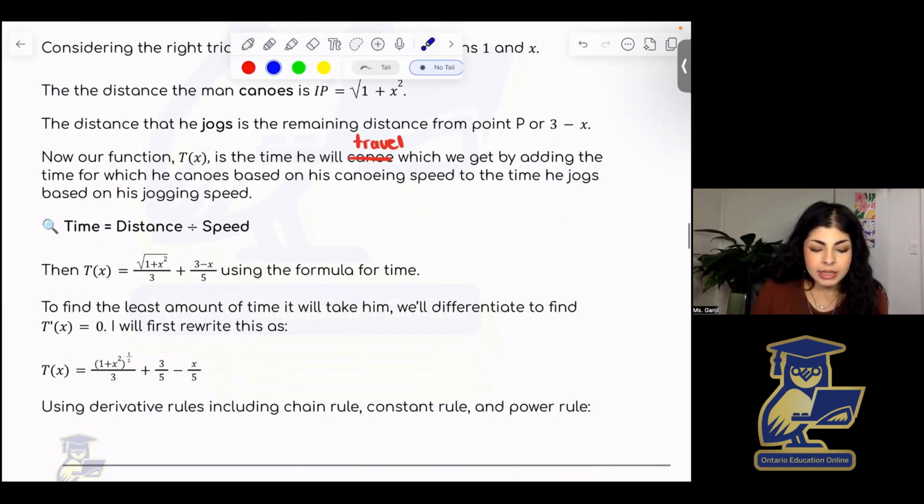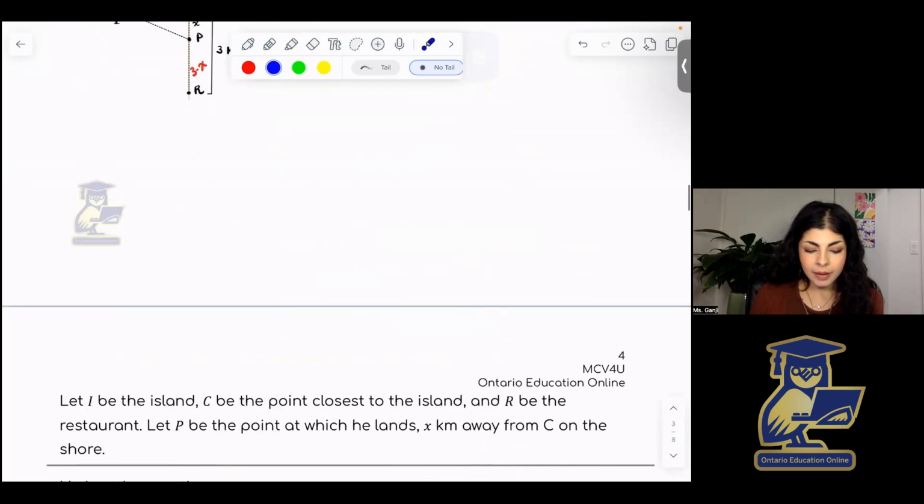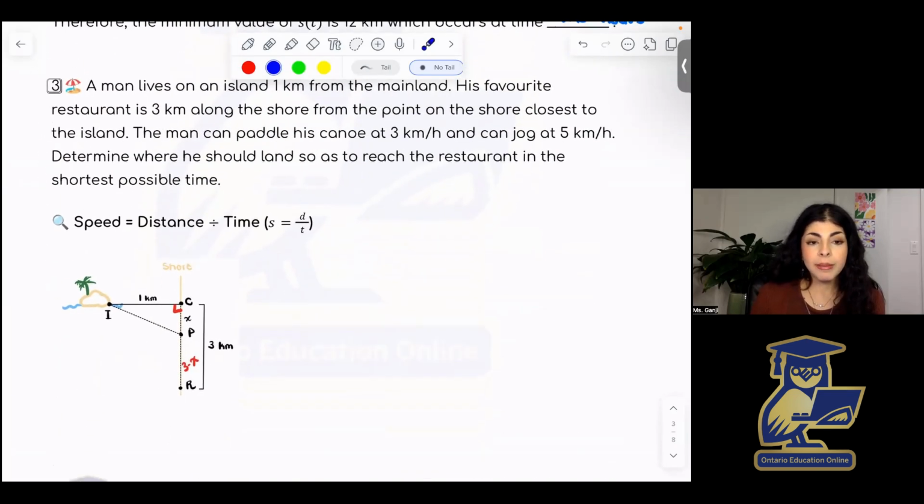So time is distance divided by speed here, and distance is the quantity that we defined, so our variable, and speed we were given. So this is the distance which he canoes, and he canoes at 3 kilometers per hour, so that's why we divide by 3. And then the distance that he jogs is 3 minus x, and we divide by the speed, which is 5 kilometers per hour. And one interpretation of this could be maybe the water is not very calm, so maybe it takes him longer to canoe. That's why his speed is less than if he was jogging.